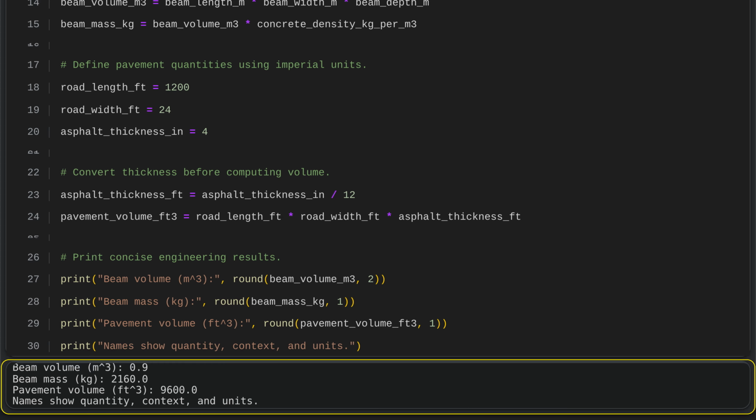This script computes a concrete beam's volume and mass, then calculates the volume of an asphalt pavement. It uses descriptive names that include the quantity, context, and units, which helps make the calculations easier to understand and less error-prone. The beam is measured in meters, while the pavement uses feet, with asphalt thickness converted from inches to feet before finding volume.